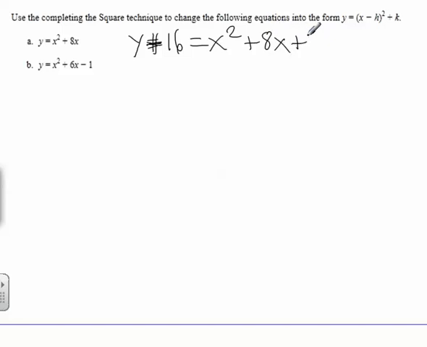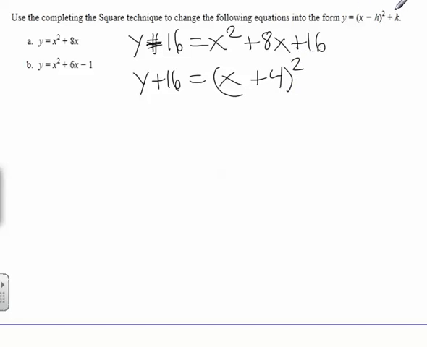And 16 is what completes the square, half of the 8. So 8 divided by 2 and then square it, and you get 16. So when we factor this, that's where we get this parentheses format. So we have y plus 16 equals x plus 4, just like we had with the algebra tiles, quantity squared.